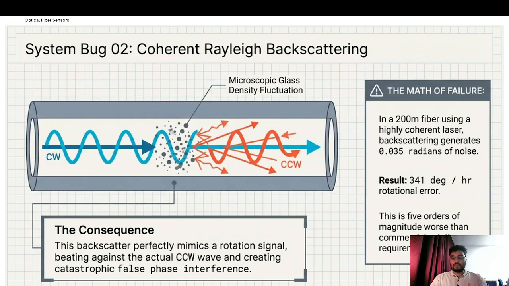In a 200-meter fiber using a highly coherent laser, backscattering generates 0.035 radians of noise, and the result is a 341 degree per hour rotational error, which is five orders of magnitude worse than the commercial aviation requirement.